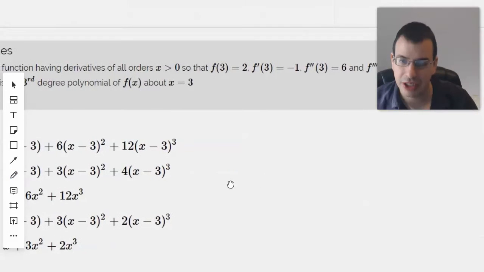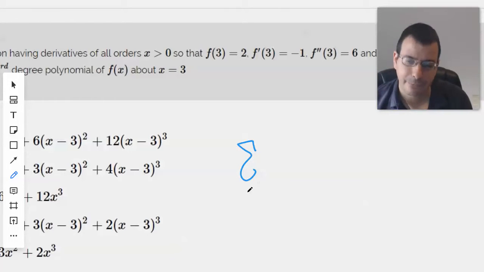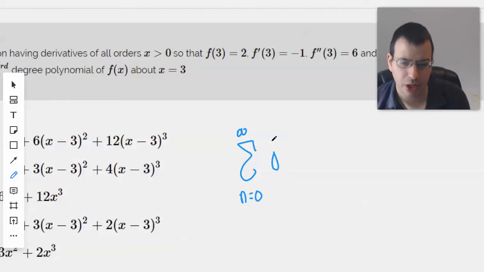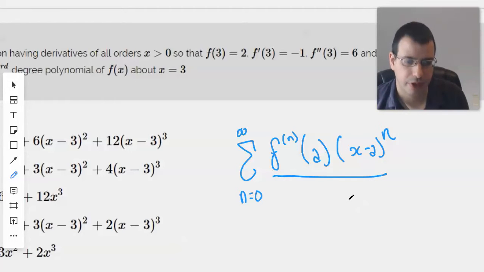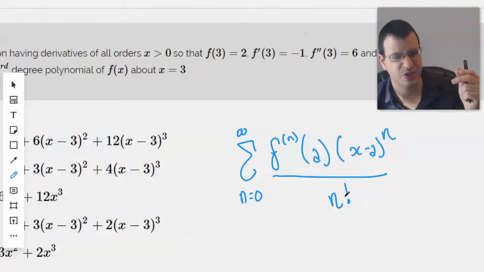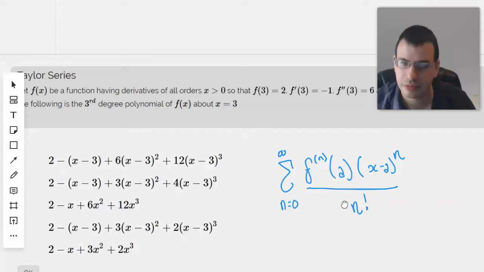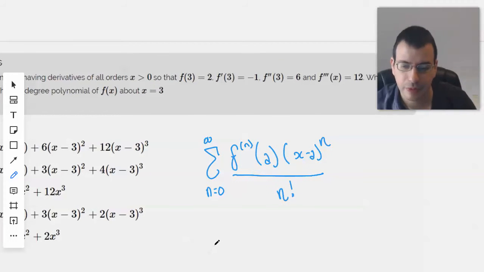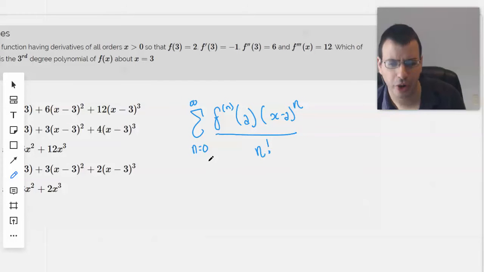So the first thing to do is remember the formula for a Taylor series. It's probably something like this. There we go. That feels right. So it looks like in this case a equals 3. Maybe we'll start writing things out and see where we go from there.